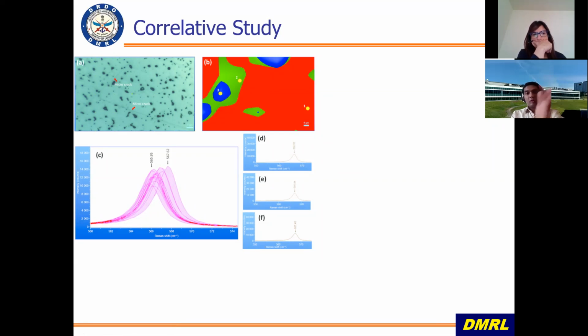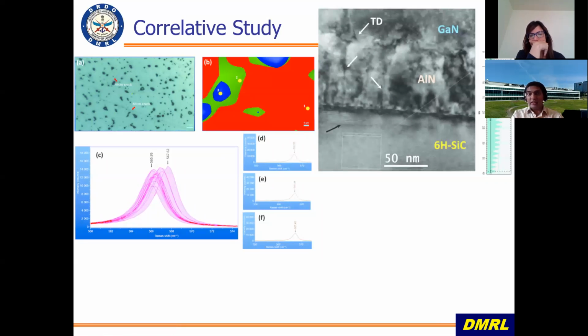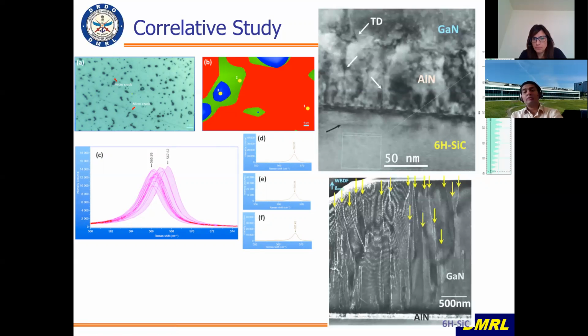Now, correlating that with the cross-section studies in the TEM, what we see here is the gallium nitride with the aluminum nitride interlayer and the silicon carbide as the substrate, showing the different dislocations. Furthermore, we studied the different types of dislocation using the weak beam dark field imaging, which I had mentioned earlier.